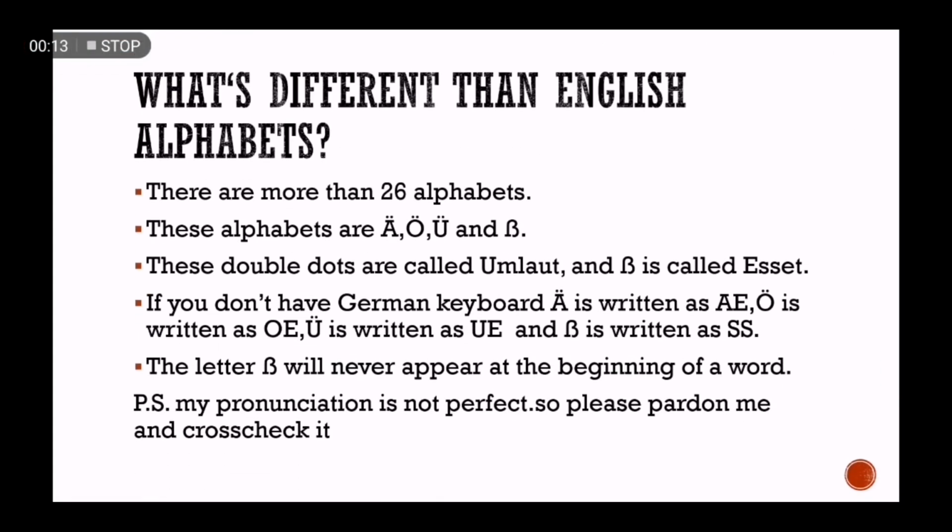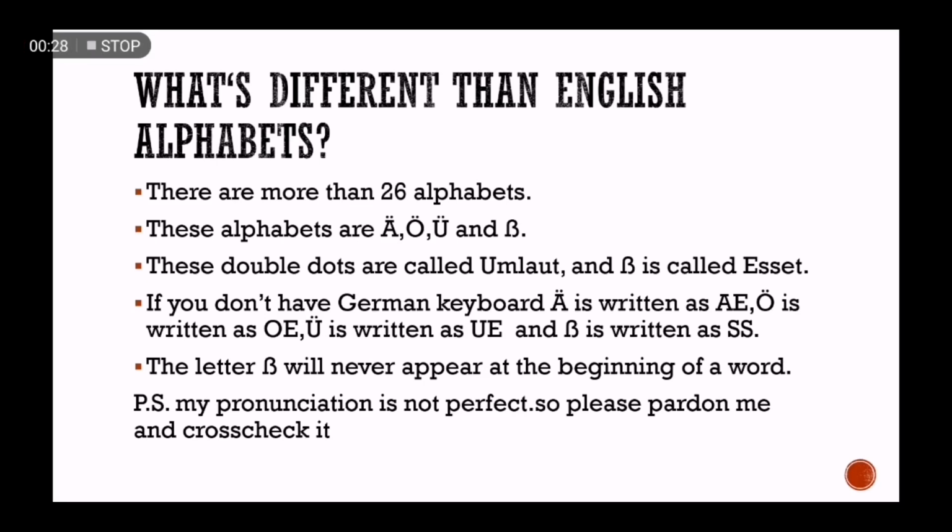So what's different than English alphabets? German alphabets are more than 26 letters, and these extra letters are A umlaut, O umlaut, U umlaut, and eszett. These double dots are called umlaut and eszett is called eszett.